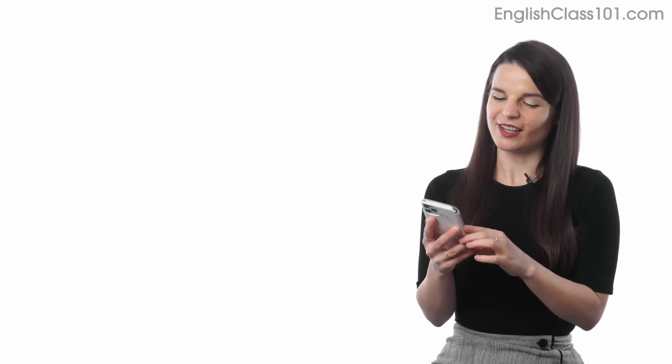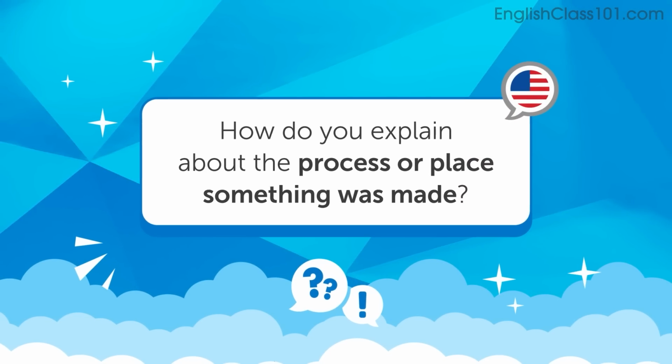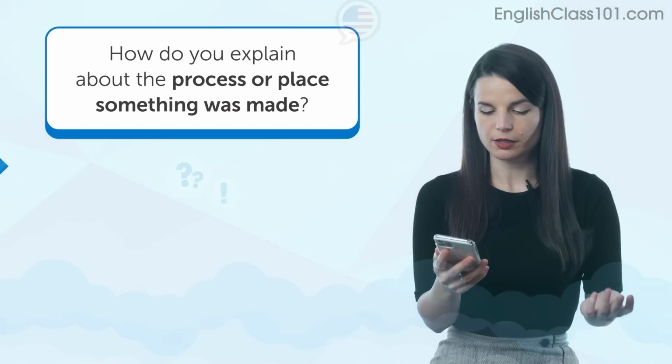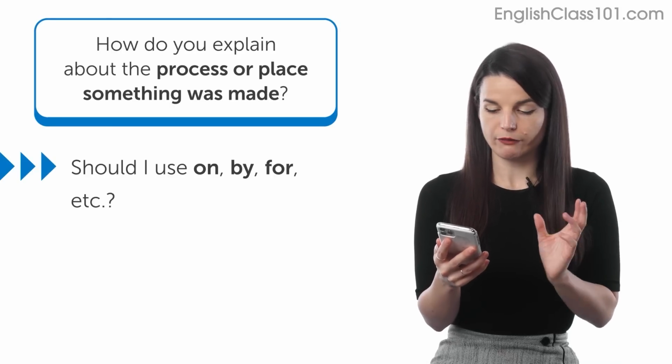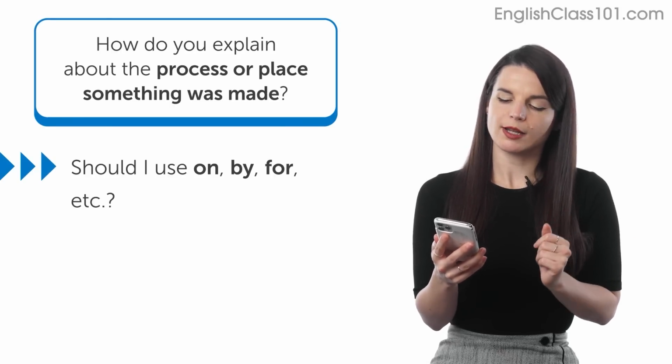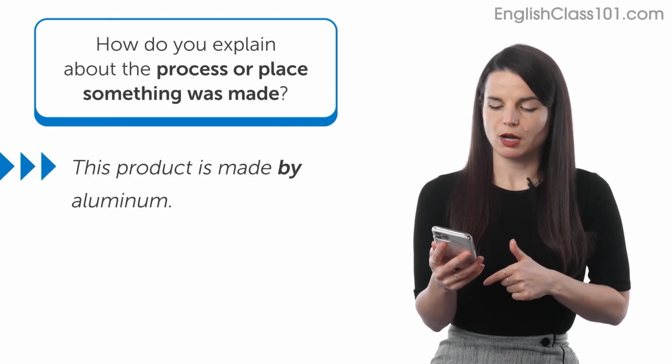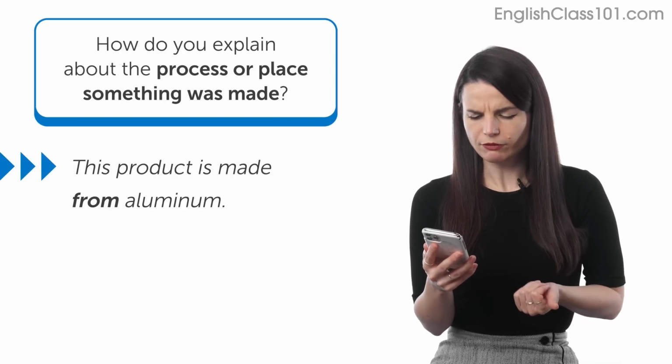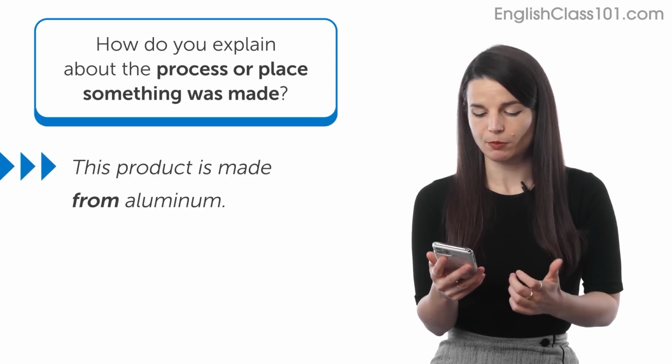Next question comes from Laszlo. Hi, Laszlo. Laszlo says, hi, Alicia. How do I explain the place something was made or the materials? Should I use on, by, for, etc.? For example, should I say, this product is made by aluminum or made from aluminum? What's the difference? And what are some common ways to talk about this?